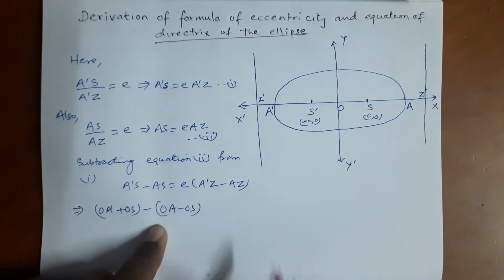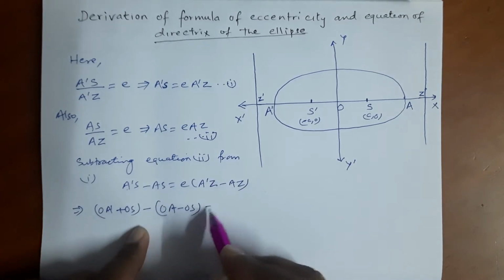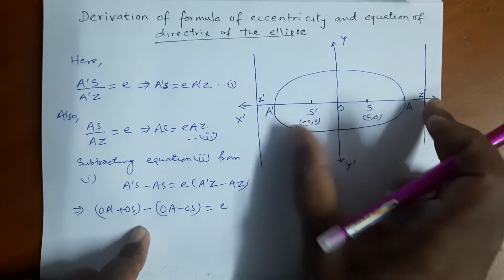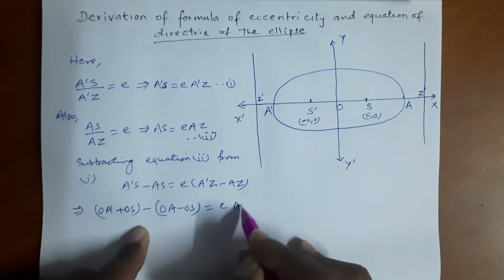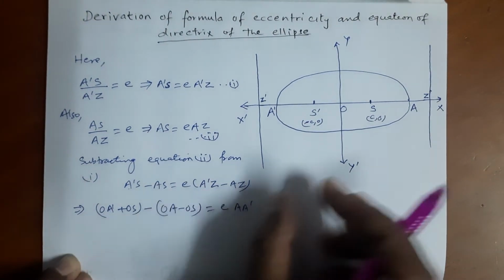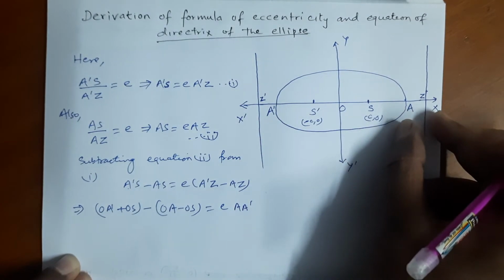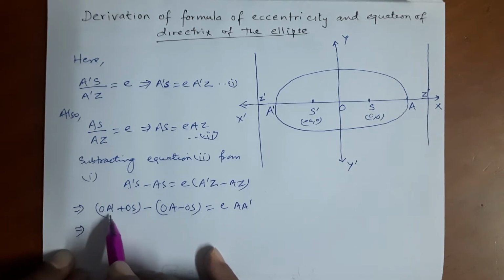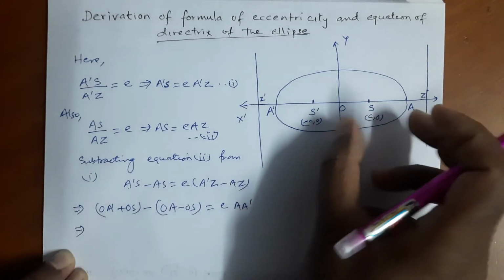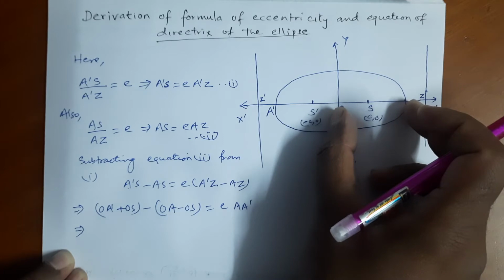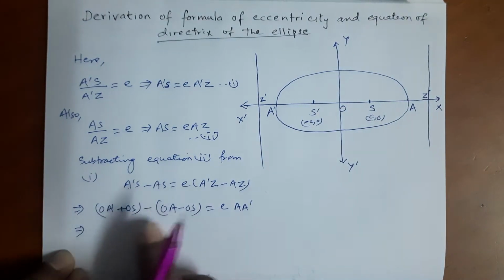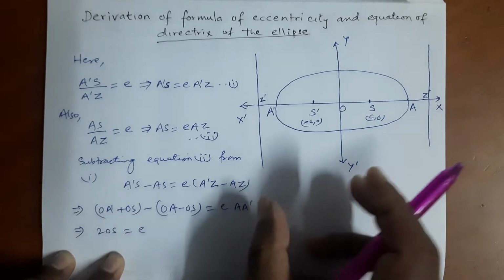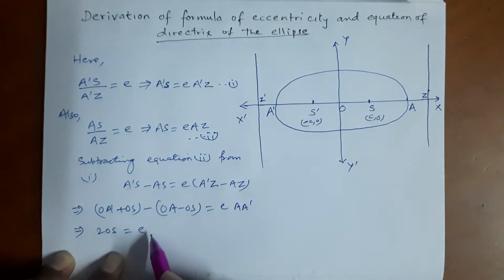So A dash S minus AS equals E times (A dash Z minus AZ). From A dash Z, if you subtract AZ, we will get A dash A. Now OA dash and OA can be cancelled because they are equal in length, so minus times minus is plus, OS plus OS, it will be 2 OS equals E times A dash A. A dash A is the length of the major axis, and the length of the major axis is 2A.